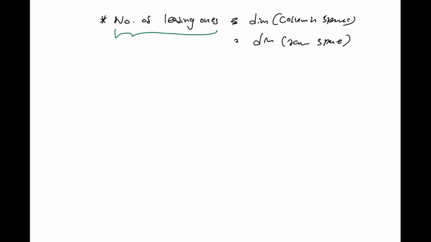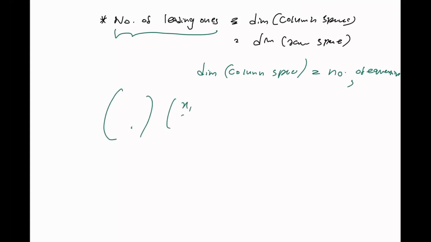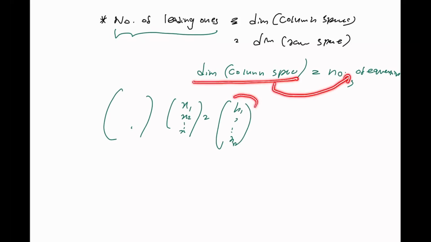Okay, if the dimension of the column space is equivalent to the number of equations, let's say you have some matrix, and you have some x values, x1, x2, and so on, and you have some right hand side. If this condition happens, the dimension of your column space is equivalent to the number of equations, then for any right hand side you have a solution. Okay, for any right hand side you have a solution.